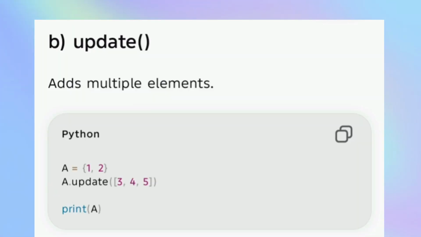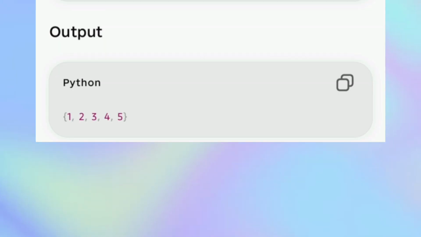Update: add multiple elements. A equals {1, 2}. A dot update 3, 4, 5. Print A. Output: 1, 2, 3, 4, 5.